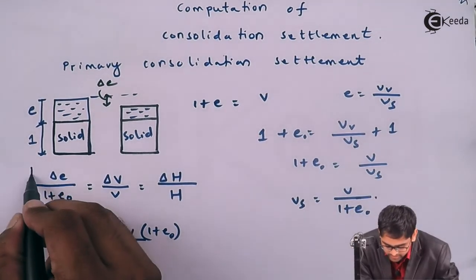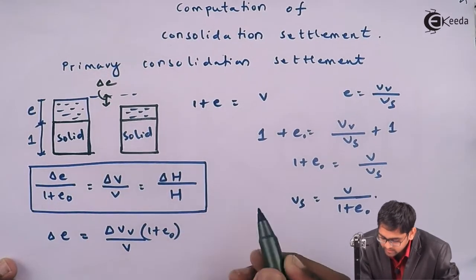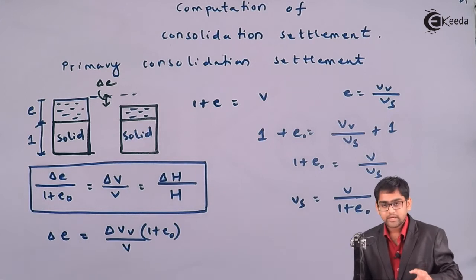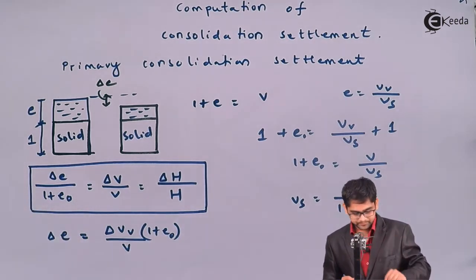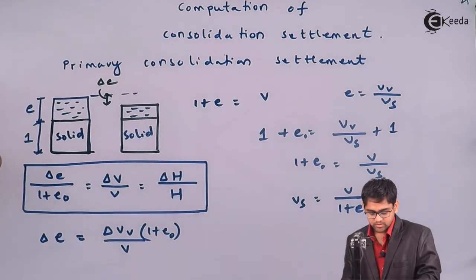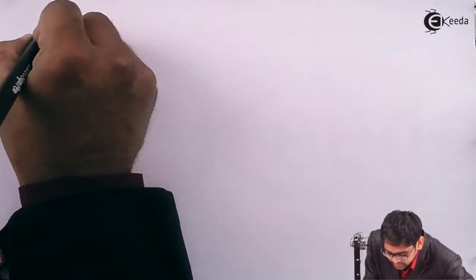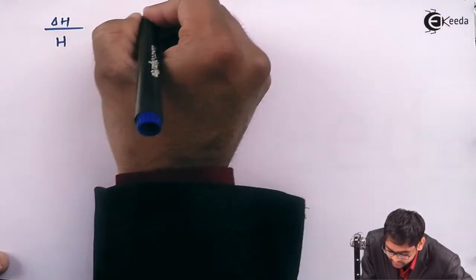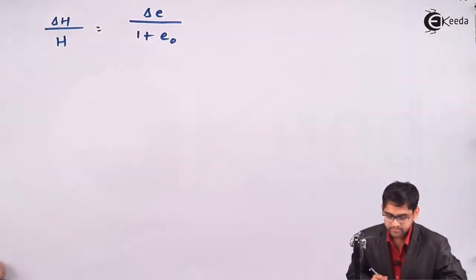So this is one expression to get the settlement value with respect to the change in the void ratio. So this is the delta H. We will be using the same expression in the derivation coming henceforth, which is equal to delta e divided by 1 plus e naught.